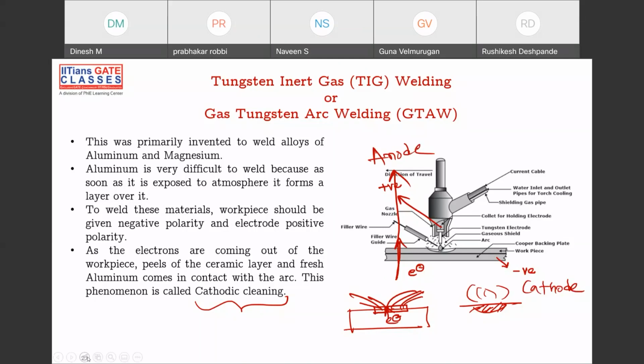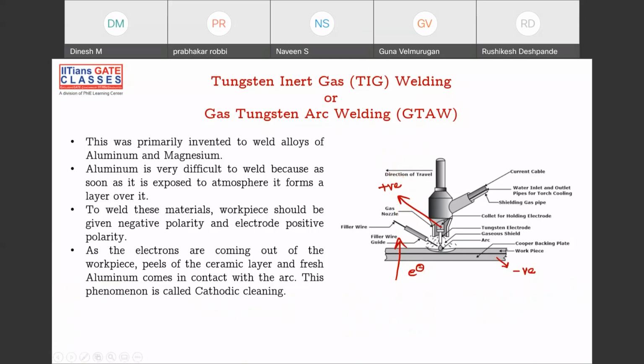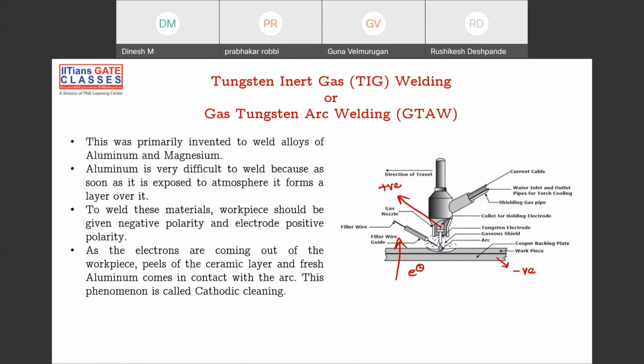So when you want to weld aluminium or magnesium, you can use tungsten inert gas welding with reverse polarity. Please remember this. Is it okay, guys? Yeah, good.